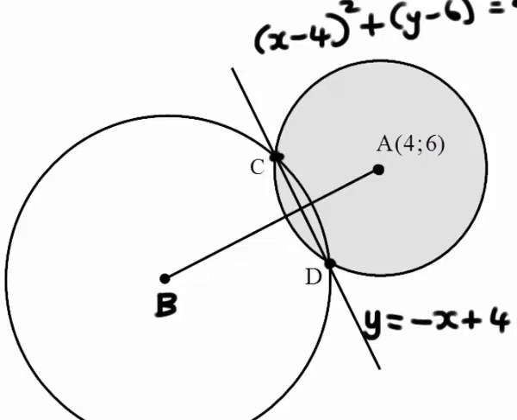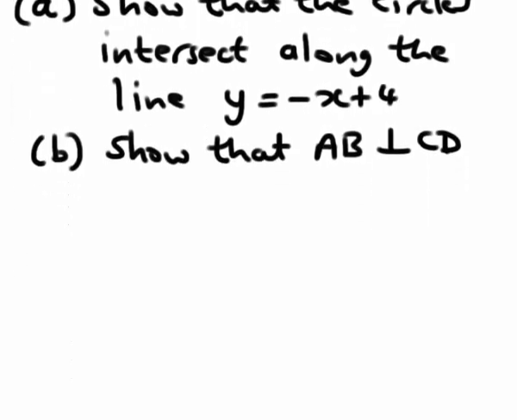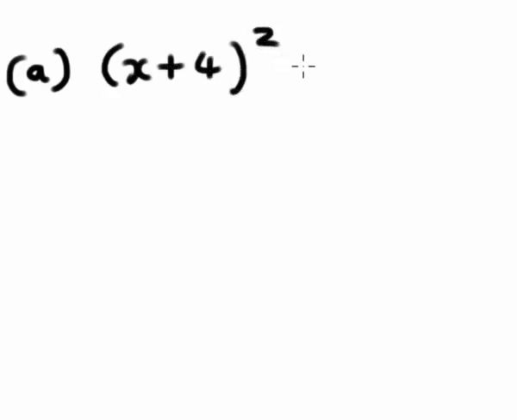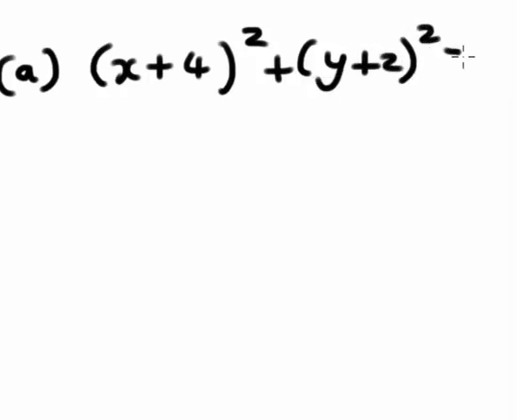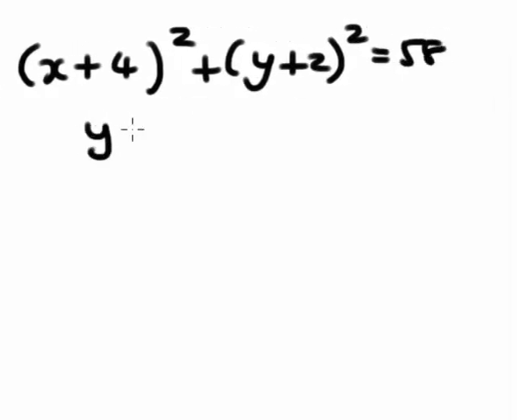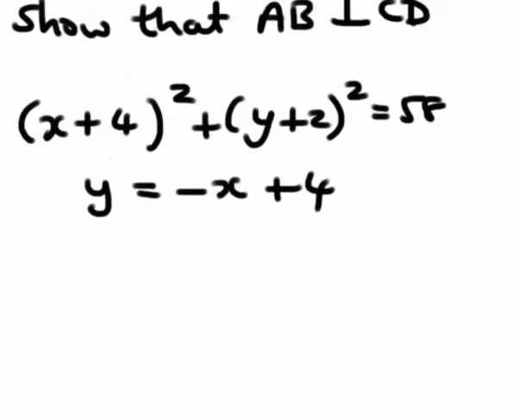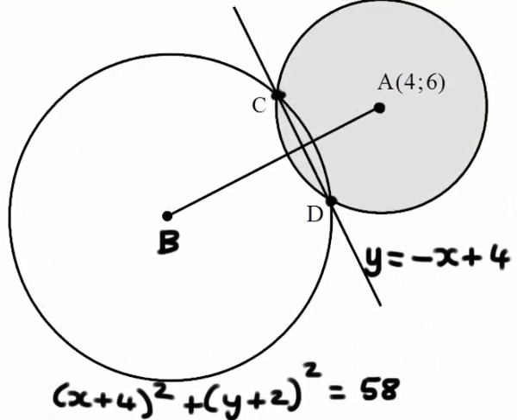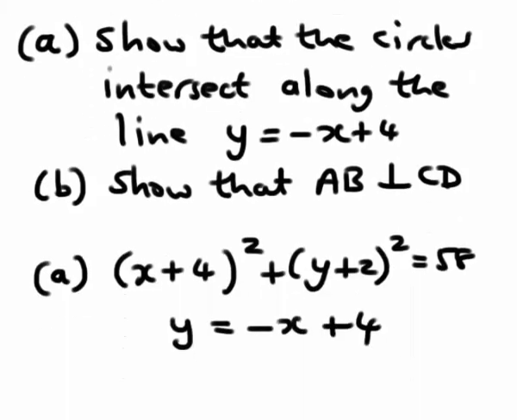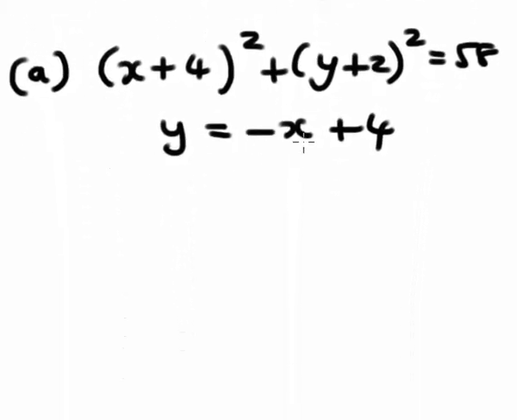So let's have a look. If we start off with number A, I'm going to start off with the big circle, which is (x + 4)² + (y + 2)² = 58, and you've got your little line there. Now if we do simultaneous equations with the big circle and the line, we should get the coordinates of the points of intersection like you did previously.